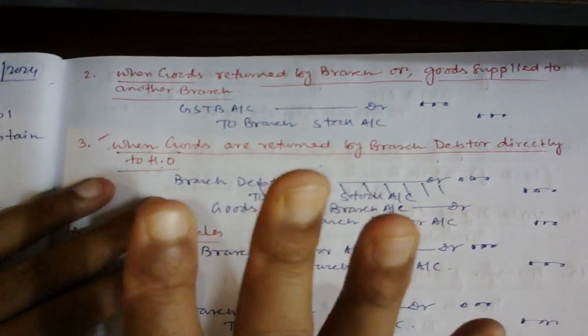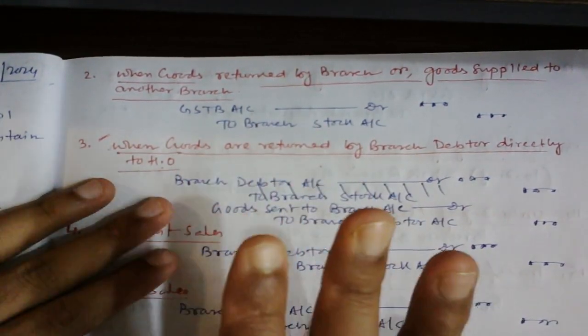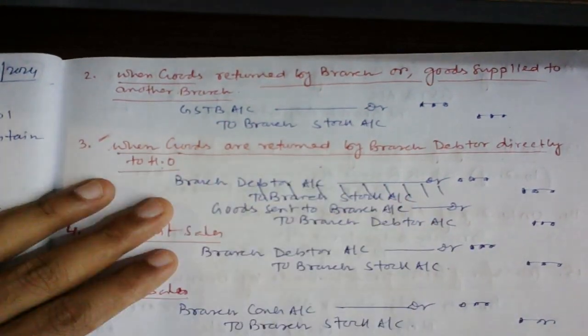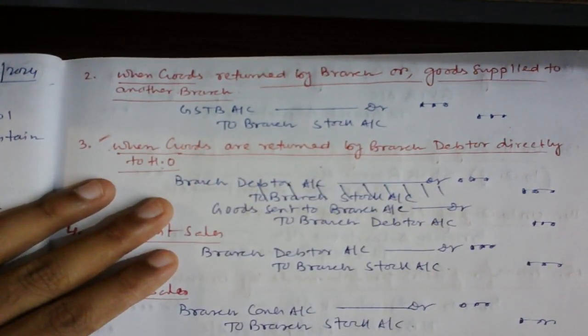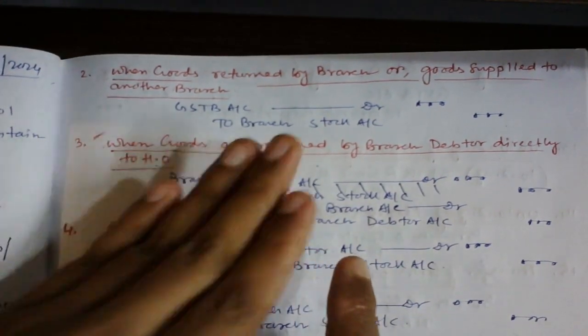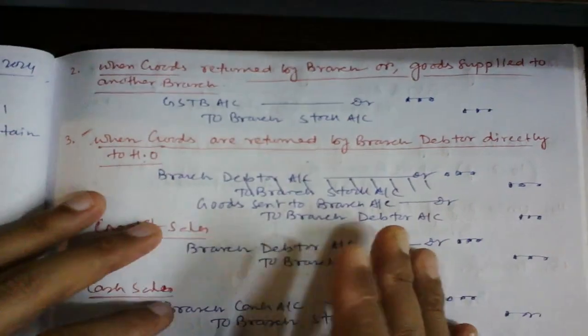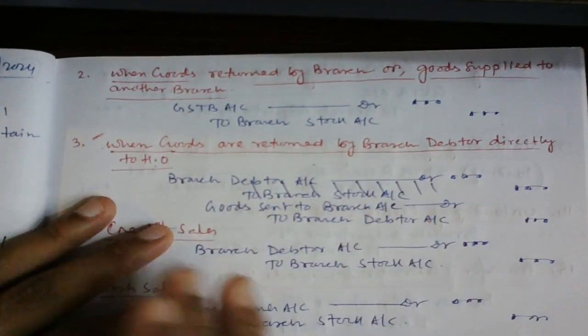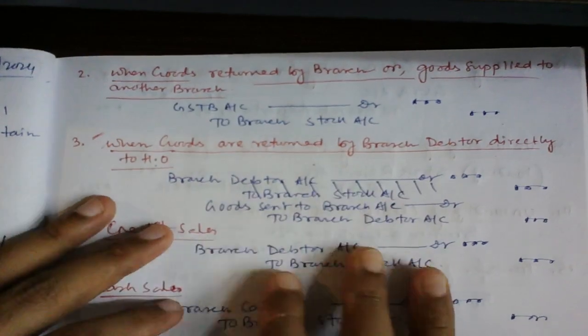Same way here we don't have any return inward. Because see, we have the return inward if the goods have been returned by the branch debtor to the branch directly. But here the goods have been directly returned by the branch debtor to HO. It means the branch is not in the middle. So the branch is not there in the intermediate. Rather the branch debtor directly sent to the HO. That's why goods sent to branch will be debited.